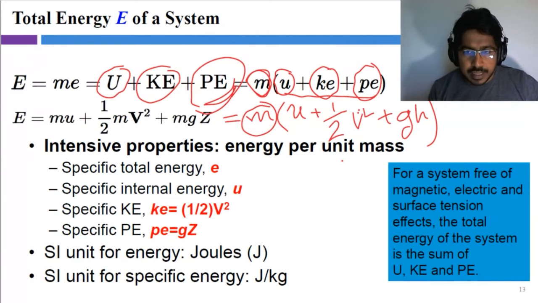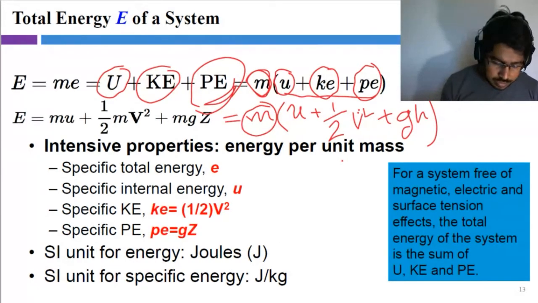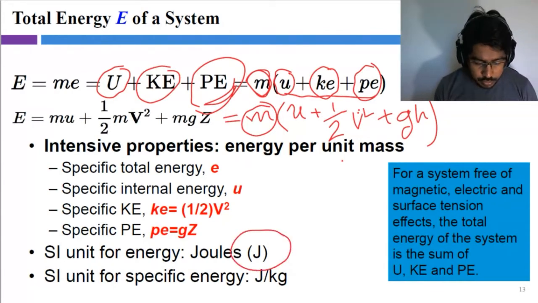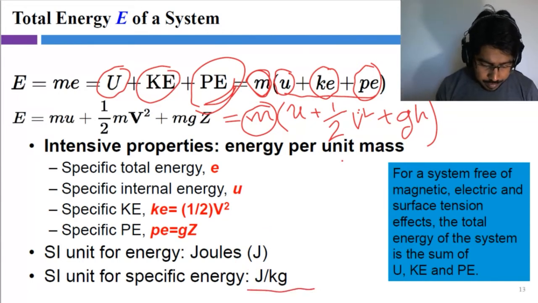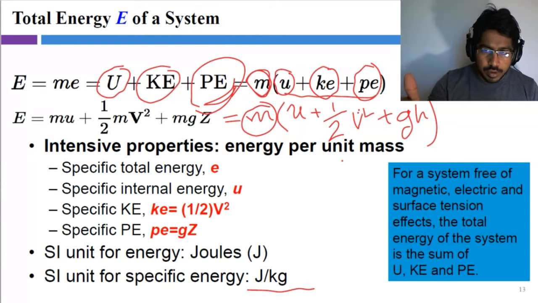For a system free of magnetic, electric, and surface tension effects, the total energy of the system is the sum of internal energy, kinetic energy, and potential energy, right? So it's important to note the SI unit for energy is joules, and the SI unit for specific internal energy is joules per kilogram, right? Anything not clear up to this point, or everything going good?